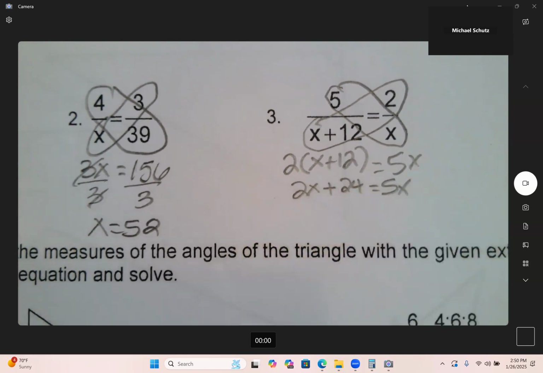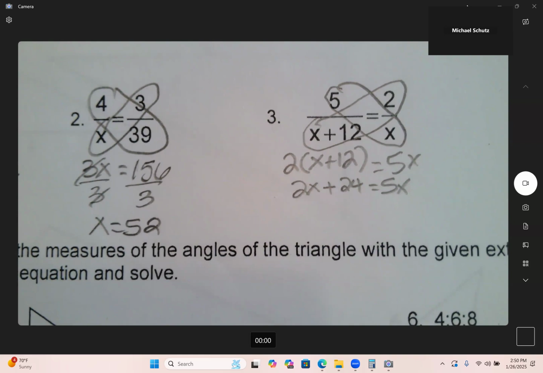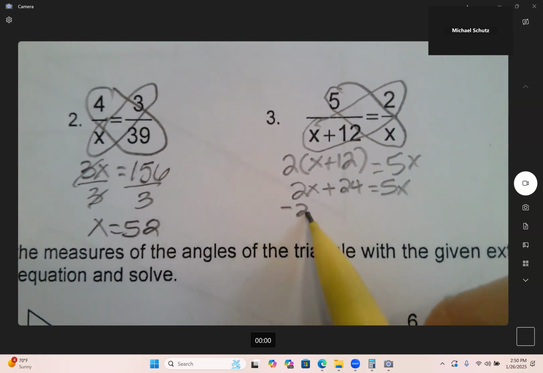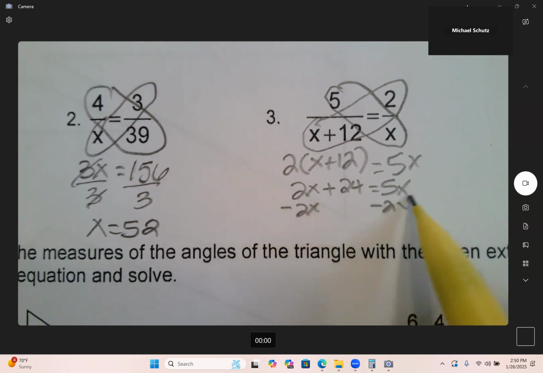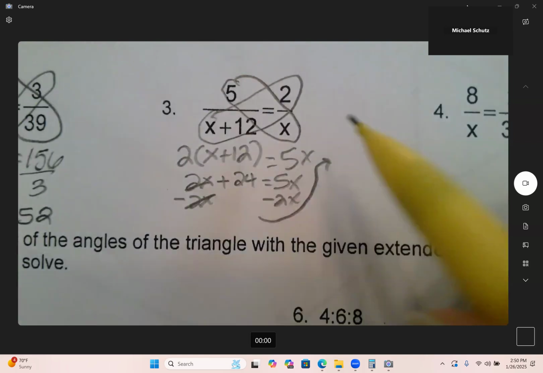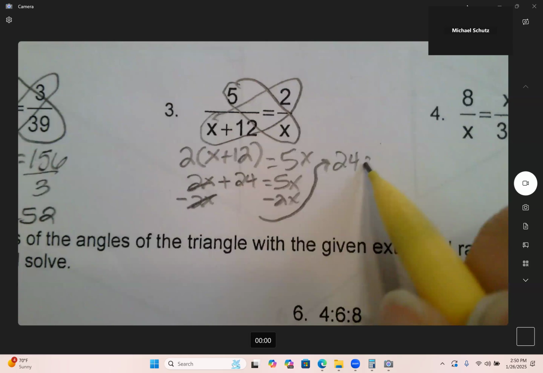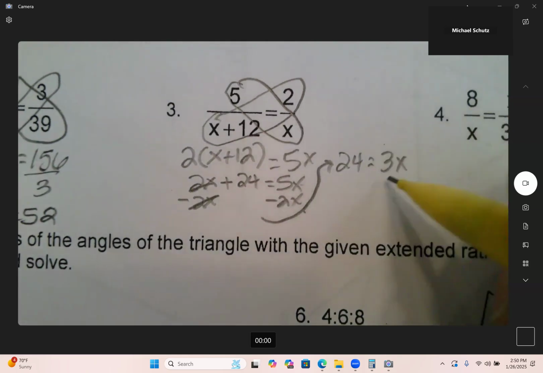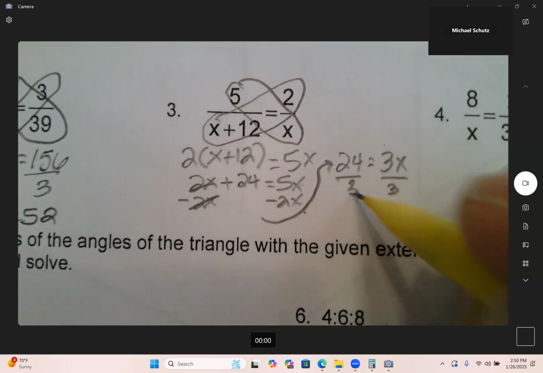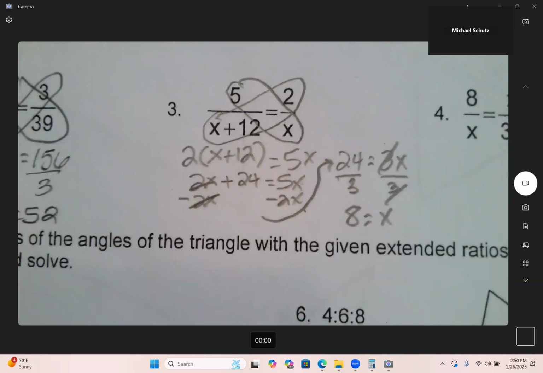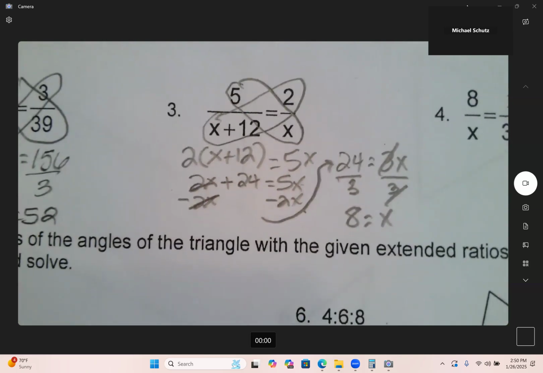We do want the variable to be on one side. You can move the 5x to the left if you want, but I think it would actually be better to move the 2x to the right in this case. We're running out of room, so I'm going to go back over here like this. And so we have 24 equals 5x minus 2x, which is 3x. And then we divide by 3. 24 divided by 3 is 8. So x equals 8 is the correct answer to that problem.